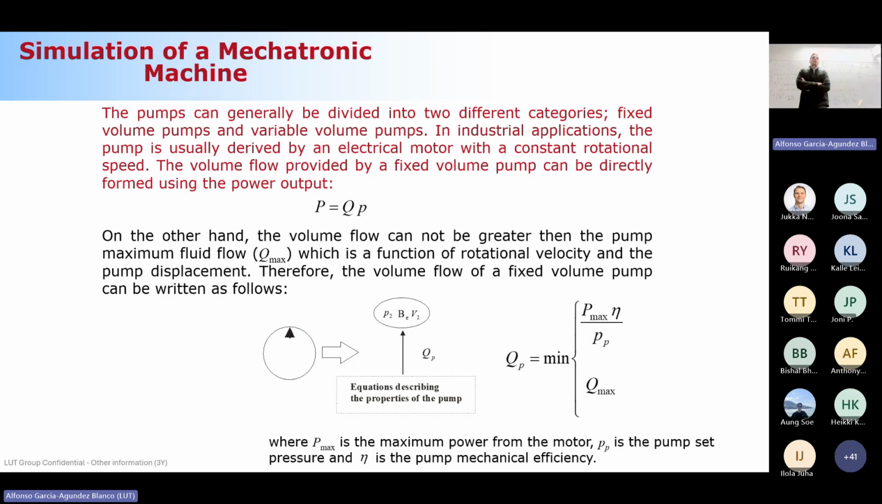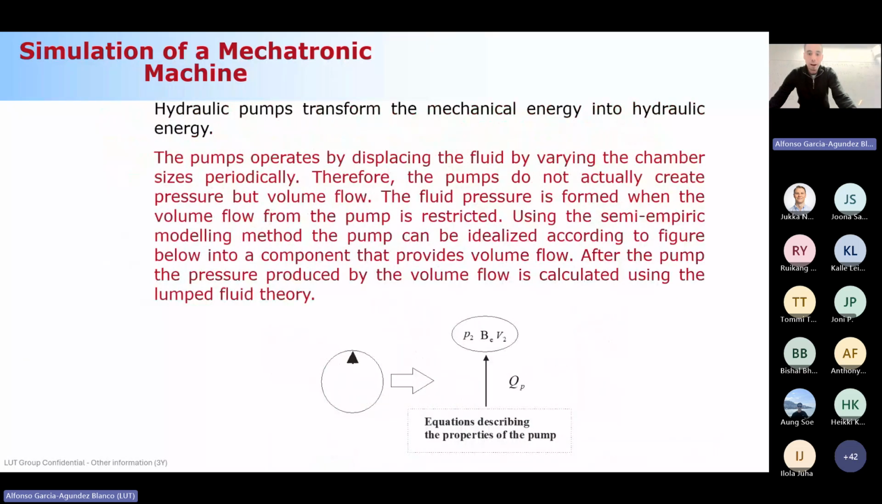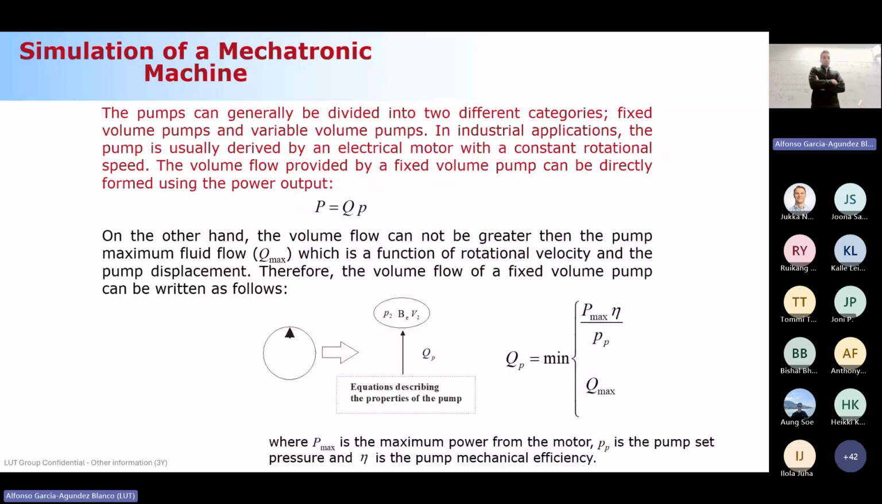Restrictions that you might have in the volumetric flow rate of the pump, because if you remember, we mentioned that this pump provides a QP. Restrictions in this QP. First, the maximum flow that the pump can address, denoted by Qmax. This maximum volumetric flow rate is a function of the rotational speed and the pump displacement. And there could be another restriction that I will show you.